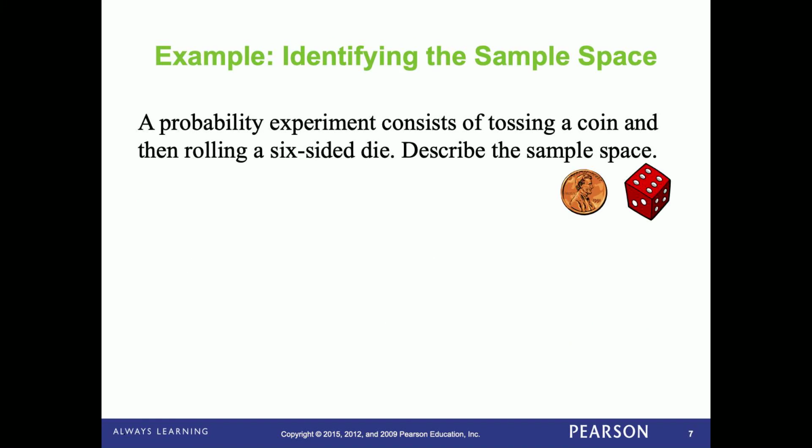Identifying the sample space. The probability experiment consists of tossing a coin and then rolling a 6-sided die. Let's describe the sample space. With a coin, you have heads or tails, two possible outcomes. With each of those outcomes, you have 6 possible outcomes of the die: 1, 2, 3, 4, 5, 6.